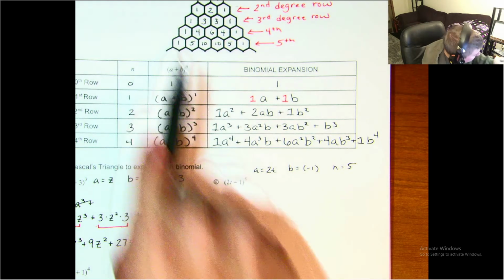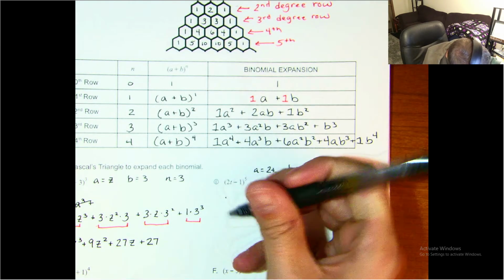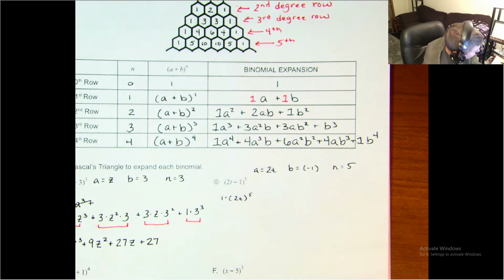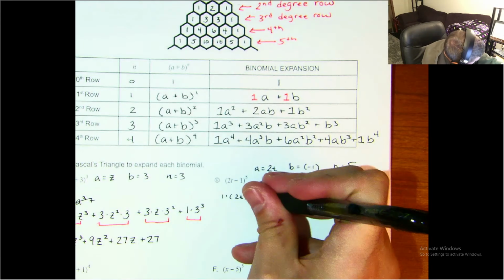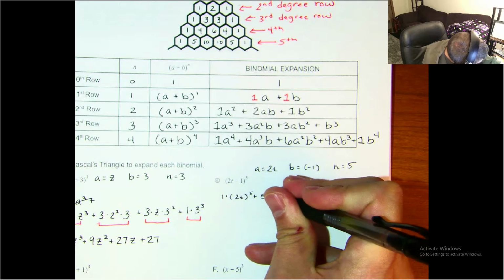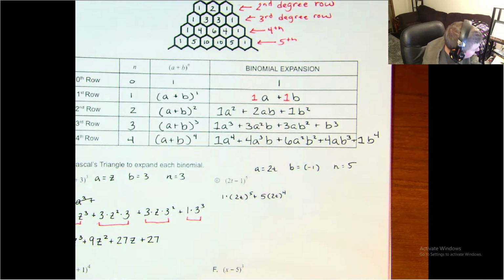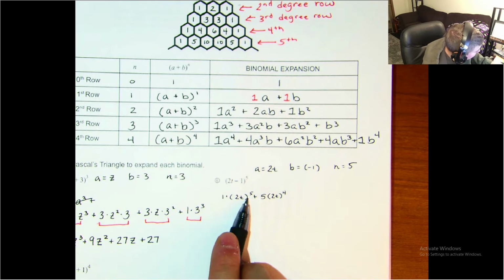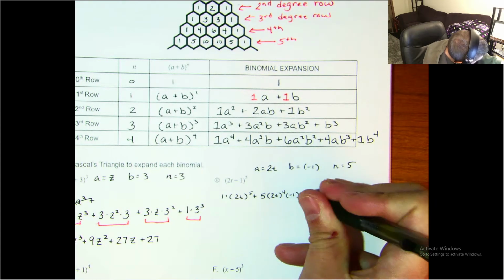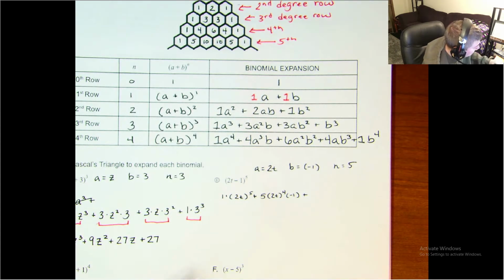We're going to start with 1 times 2t to the 5th power, plus 5 times 2t to the 4th power, and then times -1 because my b value isn't there at all, so now it's going to have a -1 there. We're probably going to end up having to wrap this down below because I'm already pretty sure I've run out of space.